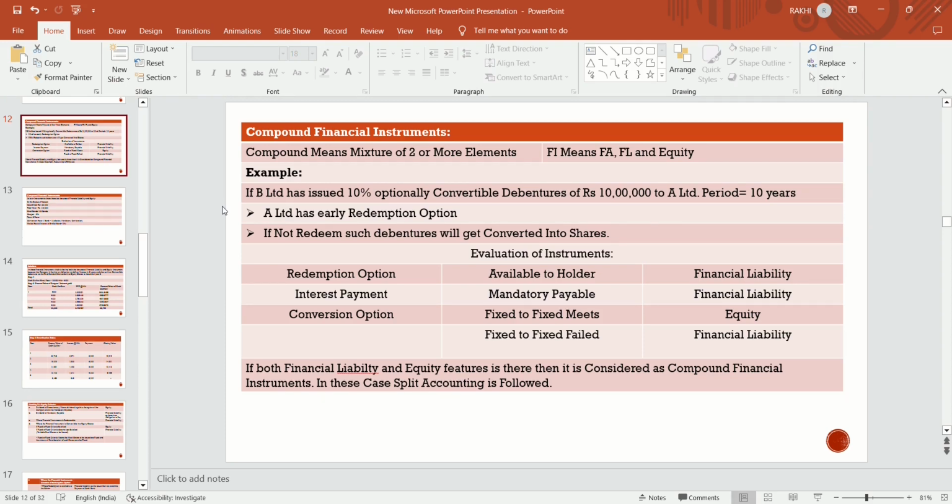But if the redemption option is recognized as a financial liability, and interest payment is recognized as a financial liability, but the conversion option meets the fixed-to-fixed criteria and should be recognized as equity, then it should be treated as a compound financial instrument, because in a single transaction there is an element of financial liability and an element of equity features. In that case, split accounting is to be followed.